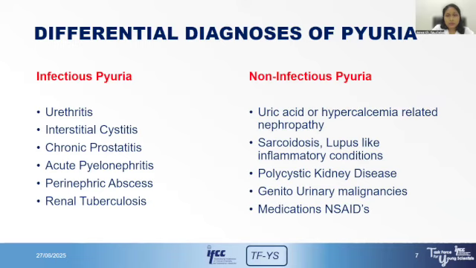What are the differential diagnoses of pyuria? It could be infectious or non-infectious. Under infectious, we can say urethritis, cystitis, prostatitis, pyelonephritis, perinephric abscess, and renal tuberculosis. Whereas non-infectious pyuria could be due to uric acid or hypercalcemia-related nephropathy, inflammatory conditions like sarcoidosis or lupus, polycystic kidney disease, genitourinary malignancies, and even medications like NSAIDs.